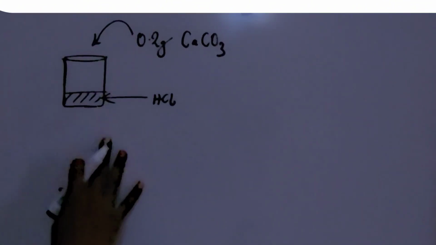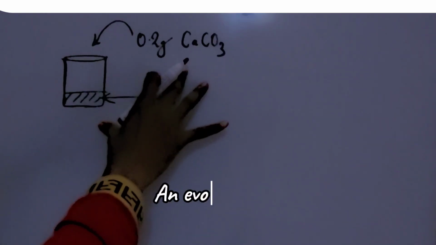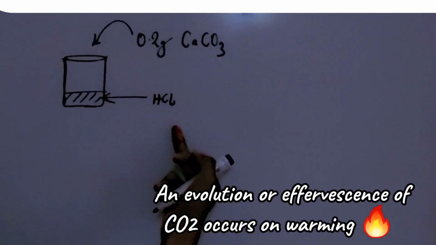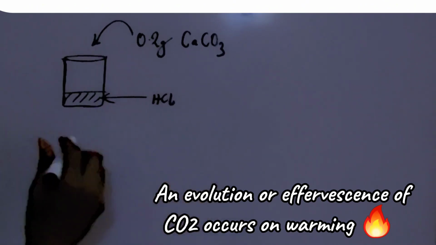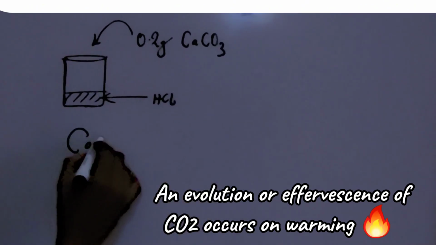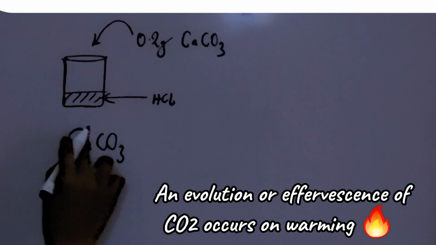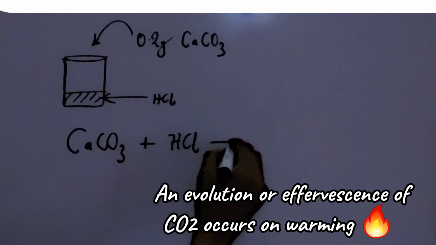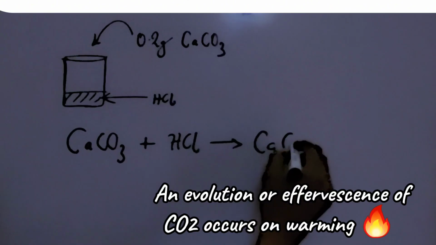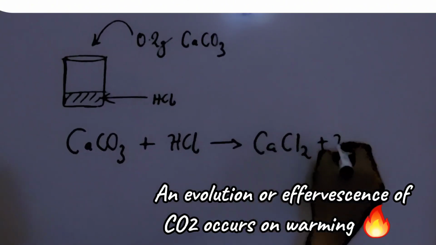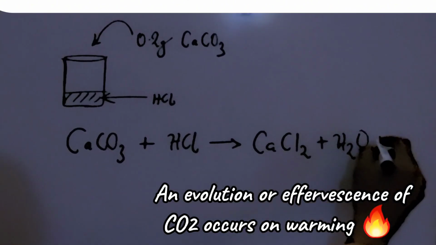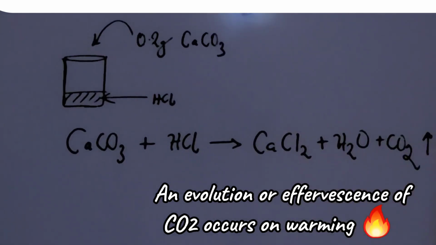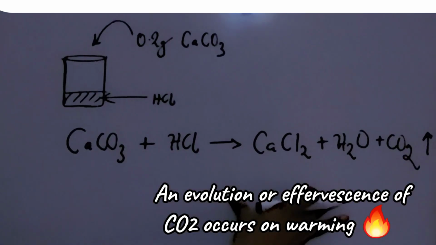You add it here. Once you've added it, definitely there's going to be a reaction between the calcium carbonate and the hydrochloric acid. So this reaction is just calcium carbonate reacting with HCl, which should give you calcium chloride plus water plus CO2. Carbon dioxide is evolved. So once you've added this, you have to warm.